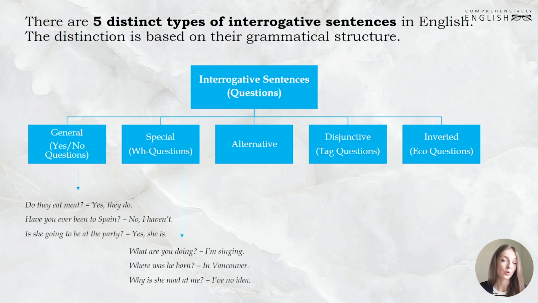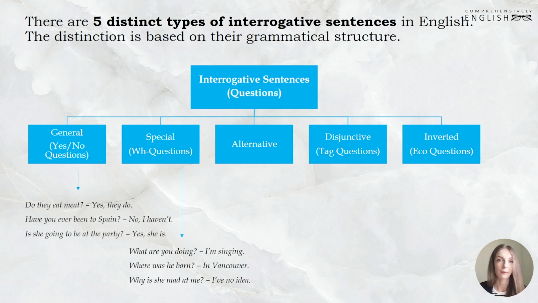Special questions or WH questions are called this way because they start with a question word, which typically begins with letters WH. We have how, but how is an exception, right? What are you doing? I'm singing. Where was he born? In Vancouver. Why is she mad at me? I've no idea.